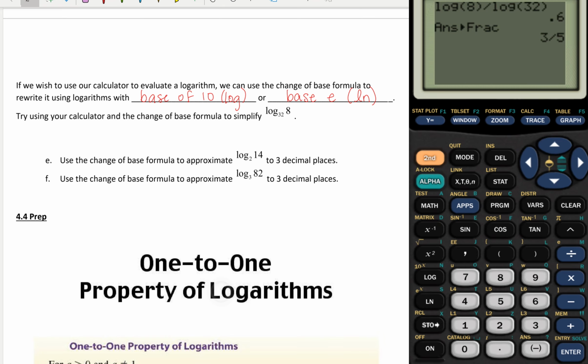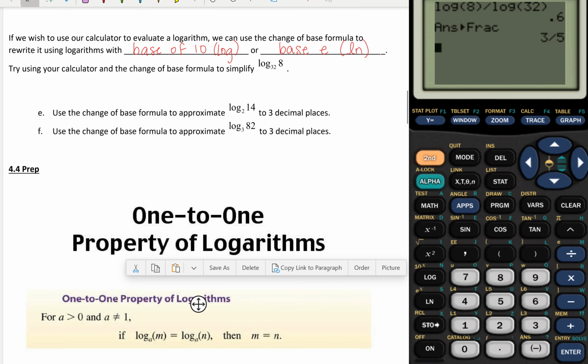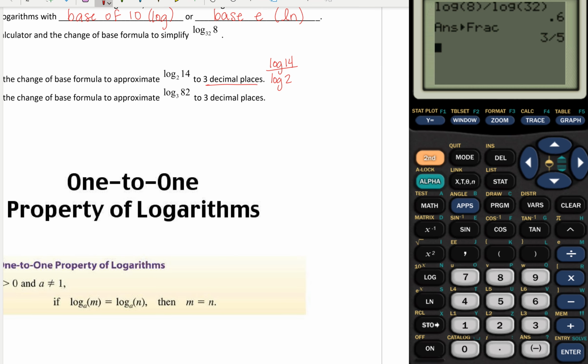Okay, so we're going to try using our calculator to do the change of base, which we've kind of already done. It says use the change of base formula to approximate log 2 of 14 to 3 decimal places. Very important there. So what we'll do is we'll rewrite it. We'll say log 14 over log of 2, right? So we'll do log 14 on top divided by log of 2.